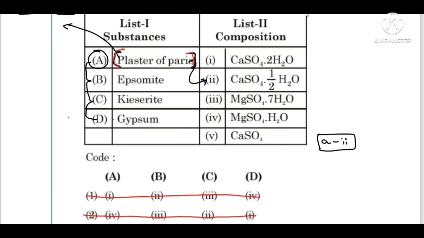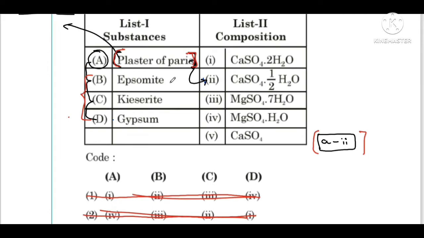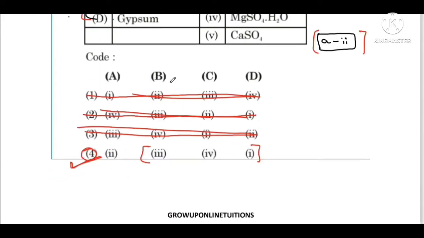By knowing only one substance from list 1, that is plaster of Paris, you can answer this matching type of question. Even if you don't know the remaining three formulas in list 1, you can easily answer this. There is no need to verify whether B matches with 3, C matches with 4, or D matches with 1. Why? Because we know that A definitely matches with 2, and no other option has A matching with 2. That's why 4 is our correct answer.